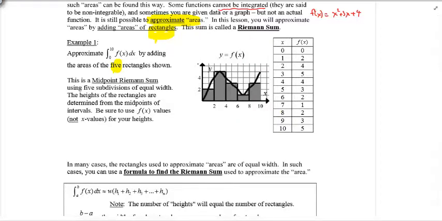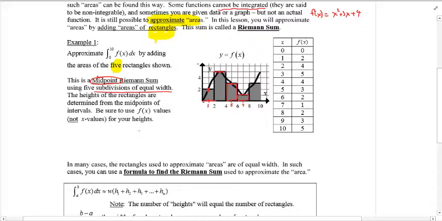Now notice here that for each of these rectangles, it looks like they chose the midpoint value to determine its height. The midpoint value of 5 to determine the height of the third rectangle. The midpoint value of 7 to determine the height of the fourth rectangle, and so on. So that's why they say this is the midpoint Riemann sum. There are 5 subdivisions, or 5 rectangles of equal width, and then the heights of these rectangles are determined from the midpoints of the intervals. So really, someone has chosen to use the midpoints.